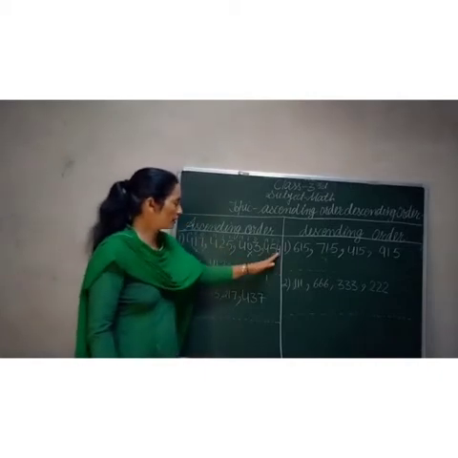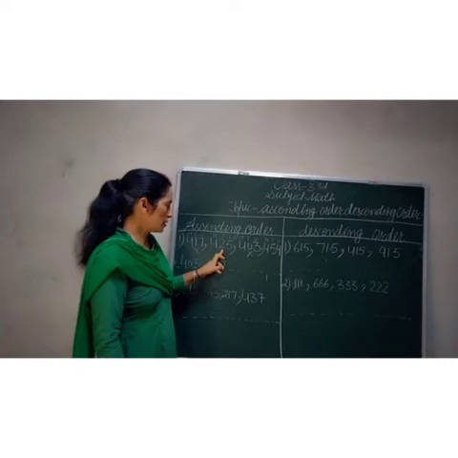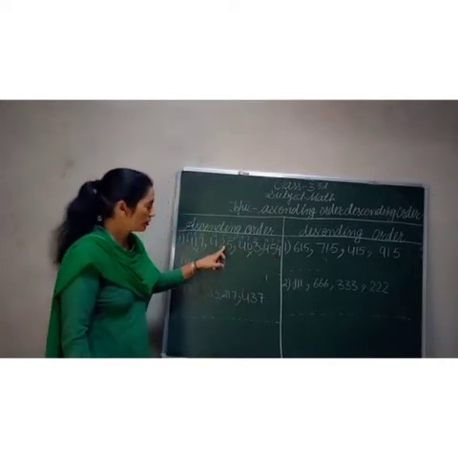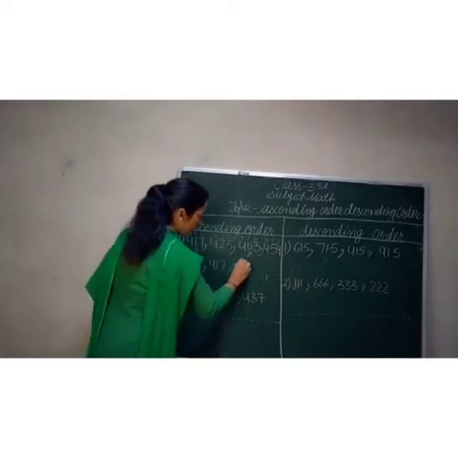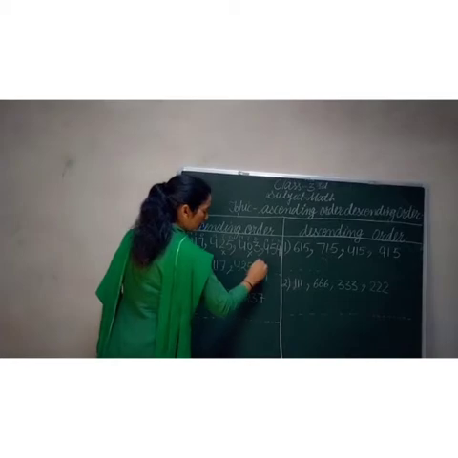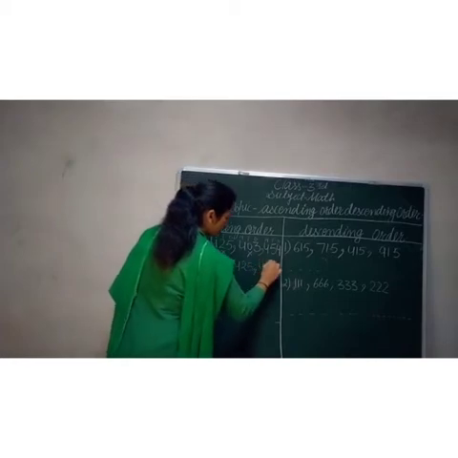Now we have 2 numbers only. In the place of tens, here 2 and here 5. So which one is the smallest? 2. 425 will come. And last is 454.